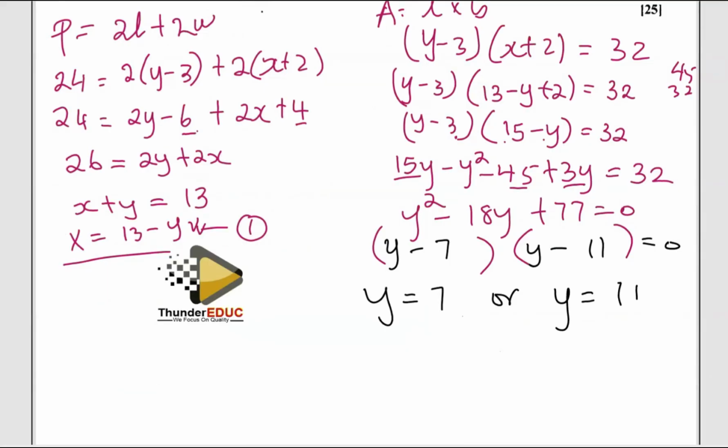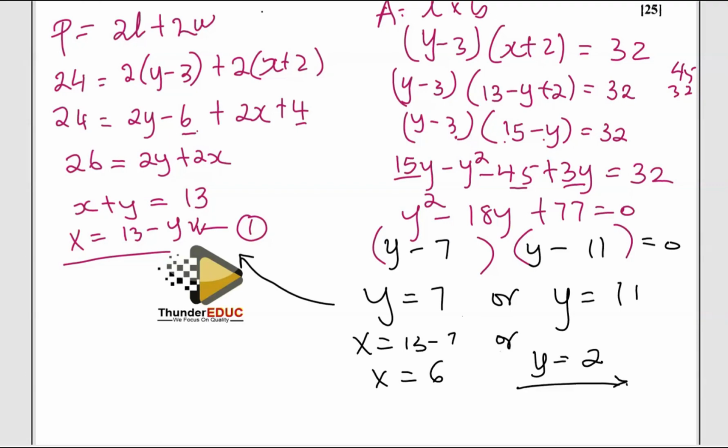And if that is true, then we need to substitute these values back into that equation. Meaning that our x is going to be 13 minus 7, which is a 6. Okay, so x is a 6. Alternatively, 13 minus 11, which is a beautiful 2. So that is how this question would have been answered without any issues or without any hassles.